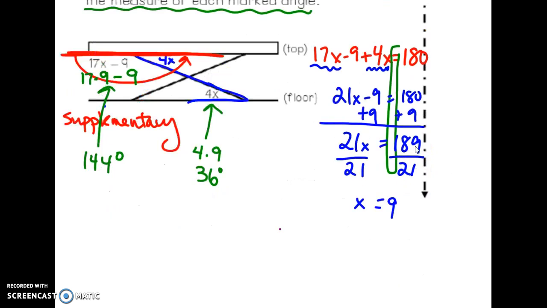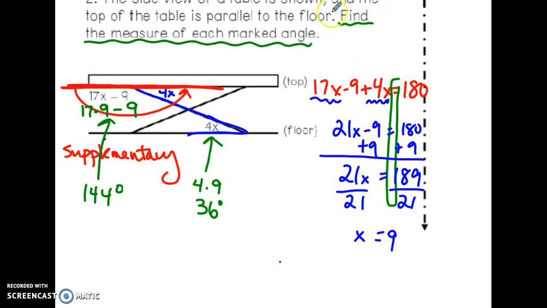And then remember, the ultimate answer to this question is that we found the measure of each marked angle. So again, if x equals 9, we can plug 9 into our expression. 17 times 9 minus 9, I get 144. 4 times x, I get 36. Okay, this time, remember, we're not expecting them to be the same measure because of what we found when we first looked at the problem. Together, they should add up to 180. If these add up to 180, that is a way to check your work.